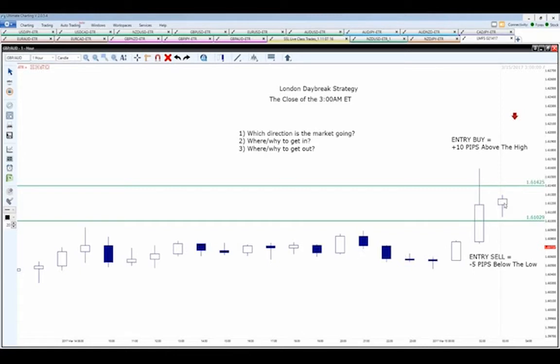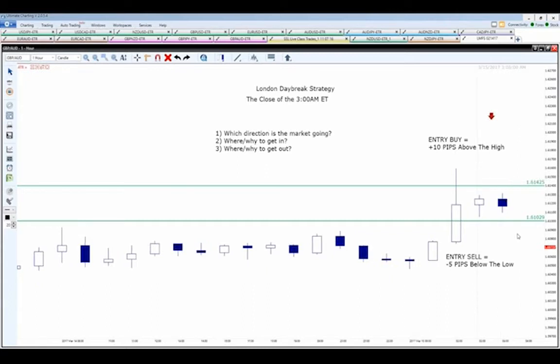And some of you are asking questions, why 10 pips above, 5 pips below? I believe Josh answers those in his video he's going to send you. I'm not going to spend a lot of time answering these here. I just want to give you the basics. So let's go ahead and get started. We have our entry buy, entry sell, pending orders. Let's see what's going to happen here.